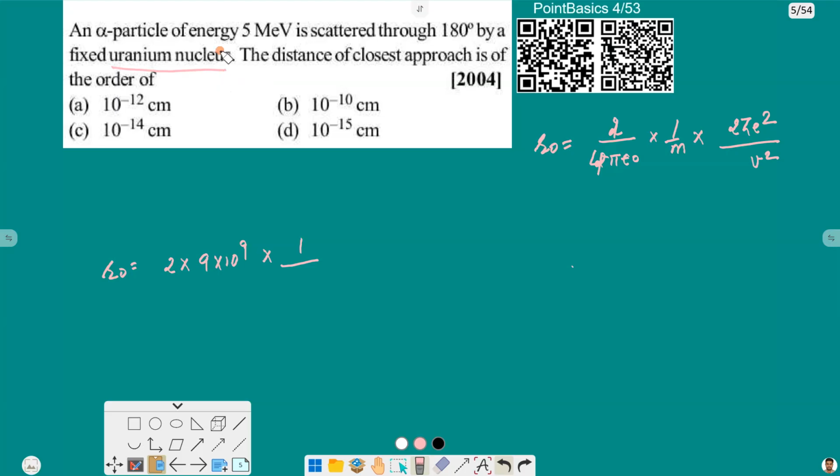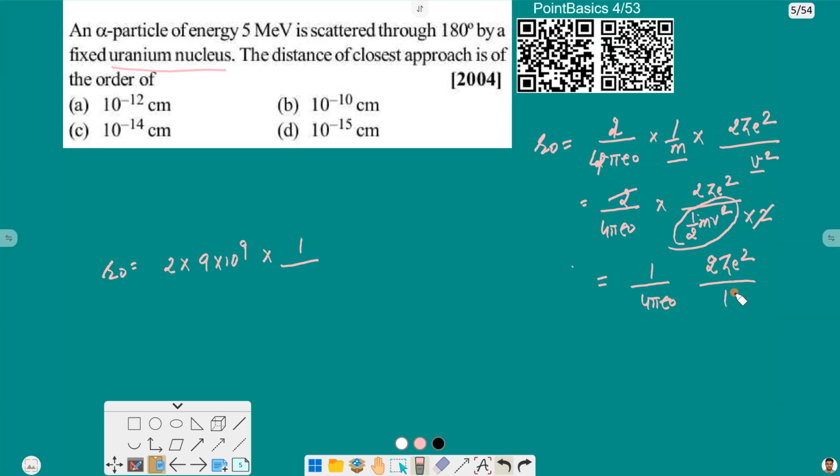Now we can also do a further modification, because we don't want to get into the mass calculation and then also have to calculate the velocity. So I can rewrite this whole expression like this: 2 by 4 pi epsilon naught into 2Ze square divided by, this is m, this is v square, so I can write it as half mv square into 2. So this becomes the kinetic energy, and this 2 gets cancelled. So basically I can write it as 1 by 4 pi epsilon naught, 2Ze square by kinetic energy.